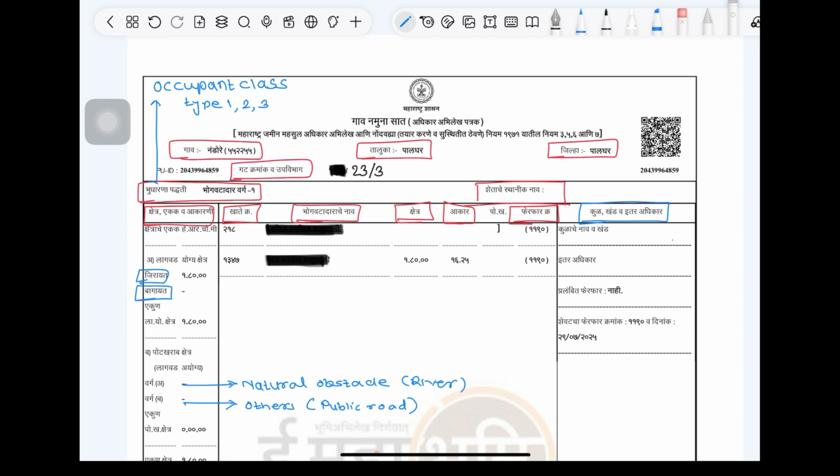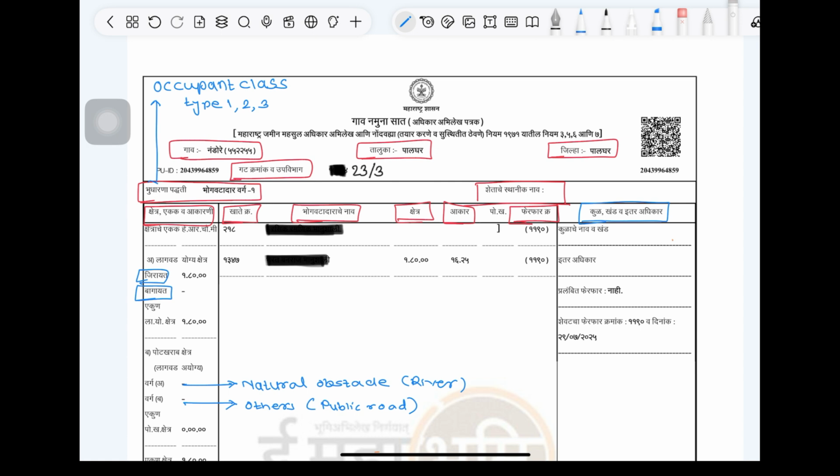Okay. Now, Bhudharan Paddhati. It means occupant class. In Maharashtra Revenue Code, there are 3 classes: 1, 2, and 3. They are called Bhogavatadar Varga. 1 is a freehold. He can sell the land anytime he wants. But for 2 and 3, there are some restrictions. For that, you have to take the prior permission of the government.